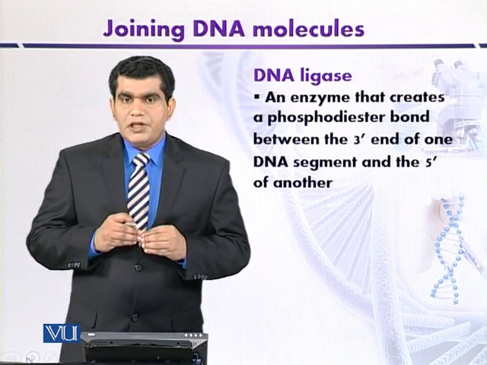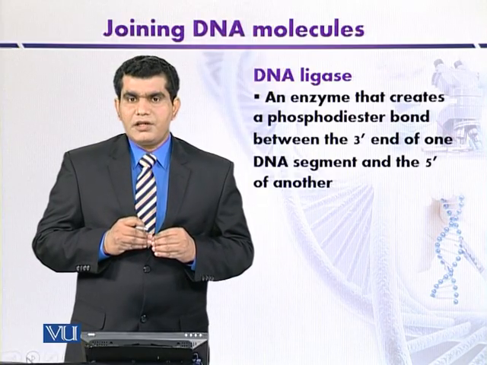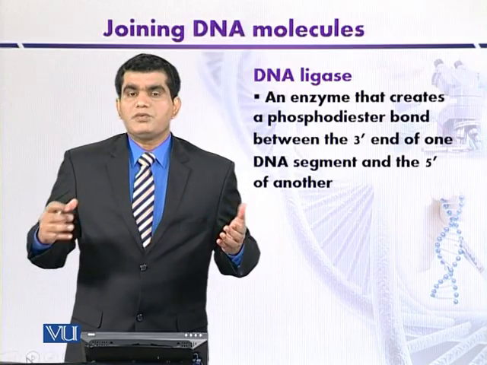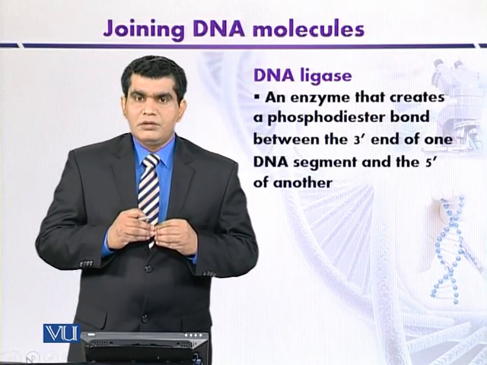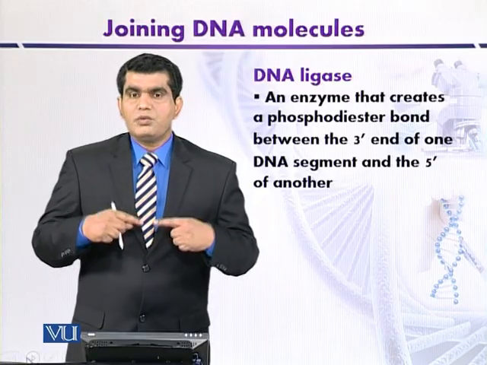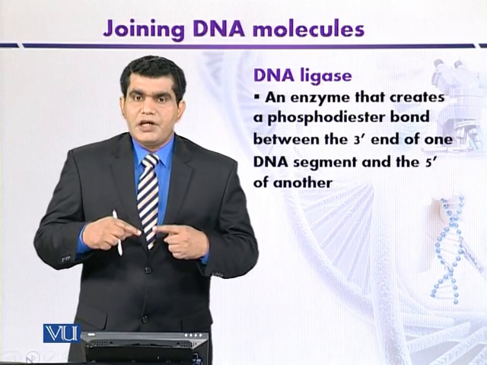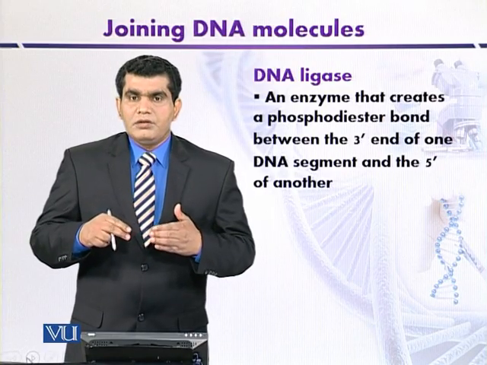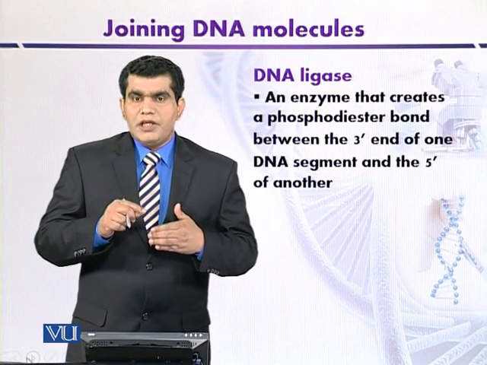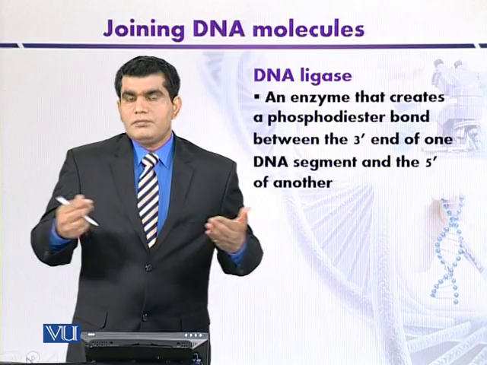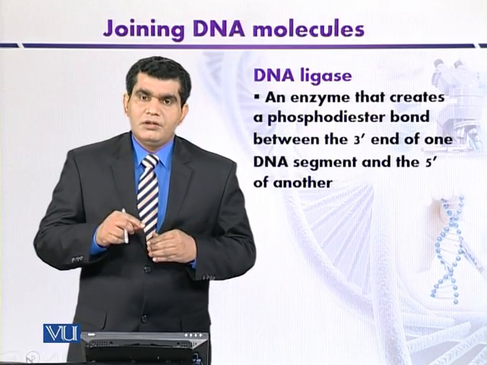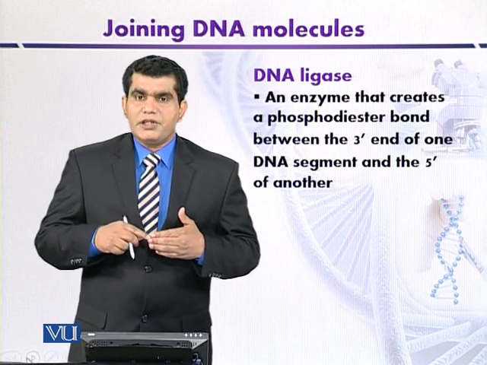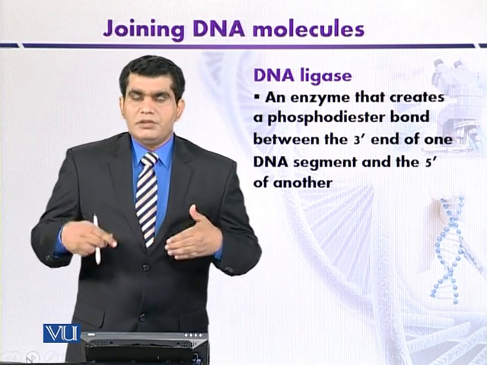Another important enzyme is DNA ligase. This DNA ligase creates a phosphodiester bond between two adjacent nucleotides. So it can catalyze the phosphodiester bond formation between the 5' end that contains the phosphate and the 3' end that contains the hydroxyl group. So this DNA ligase is very important in the process of gene manipulation.